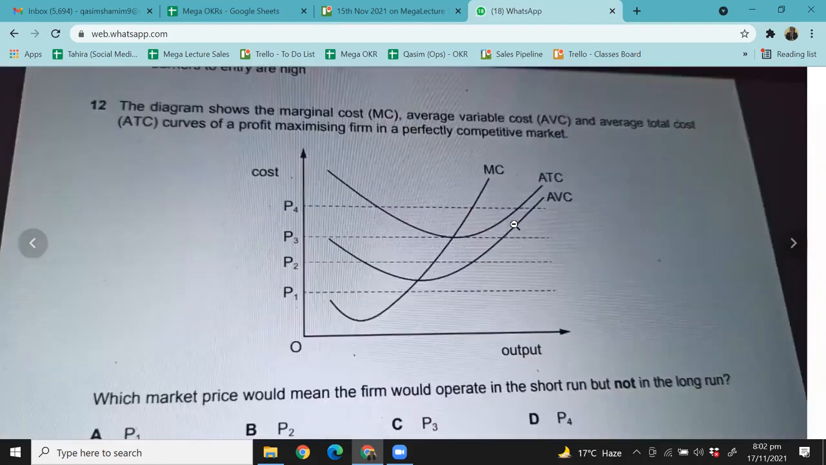Okay, the diagram shows the marginal cost, average variable cost, and average total cost curves of a profit maximizing firm in a perfectly competitive market. Which market price would mean that the firm would operate in the short run but not in the long run?